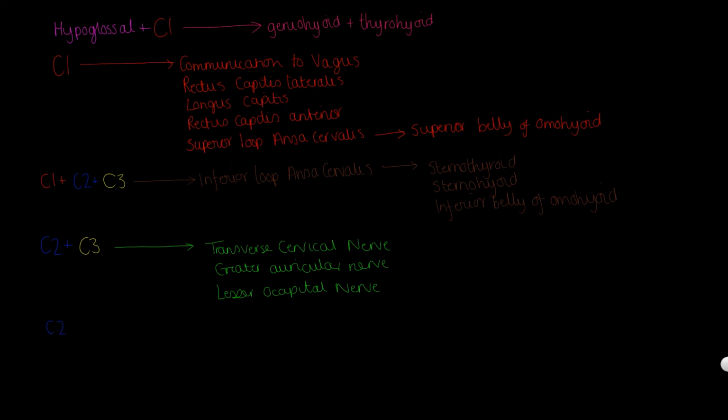Nerve roots C1, C2 and C3 combine to form the inferior loop of the Ansa Cervicalis. 3 branches are given off of the inferior loop. These are the sternothyroid branch, the sternohyoid branch, and the branch that innervates the inferior belly of the omohyoid.